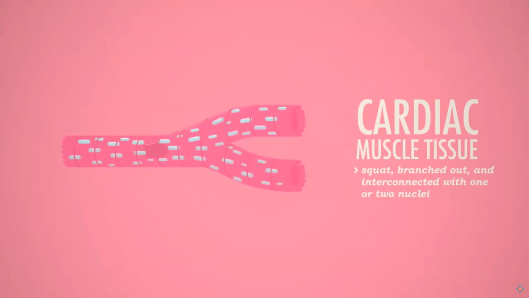Cardiac cells are also loaded with energy-generating mitochondria. In fact, mitochondria take up as much as 25 to 35% of each cell, making it resistant to fatigue, which is partly why your heart can beat nearly 3 billion times in a lifetime. Not surprisingly, the differences between skeletal and cardiac muscle tissues are key to understanding their functions.